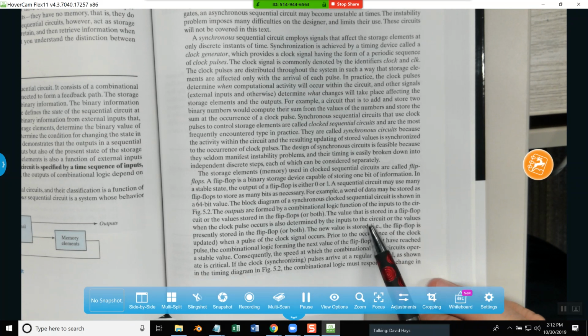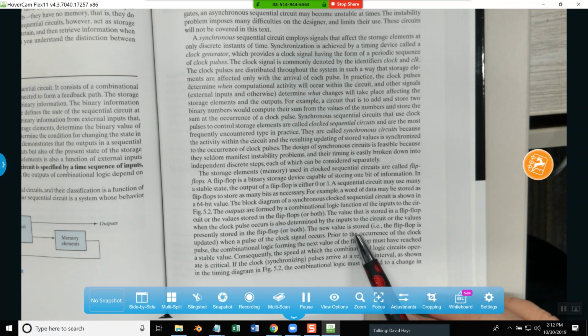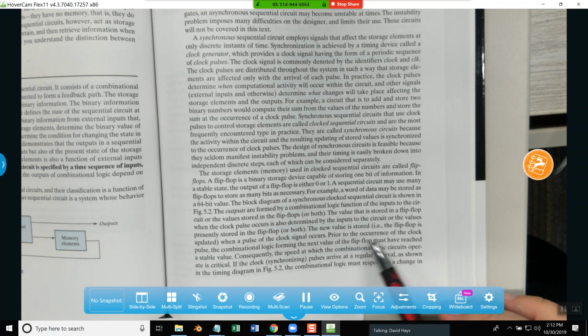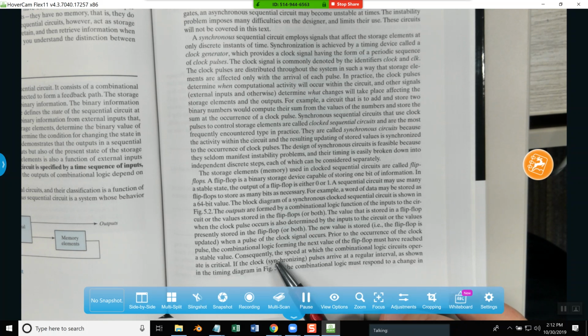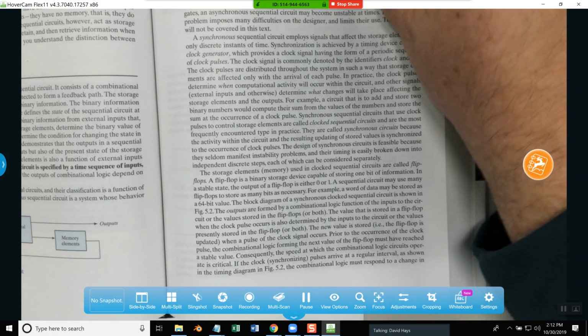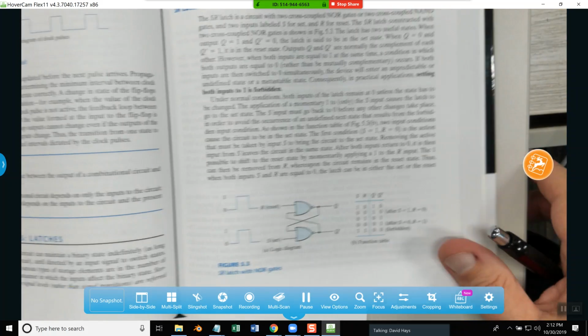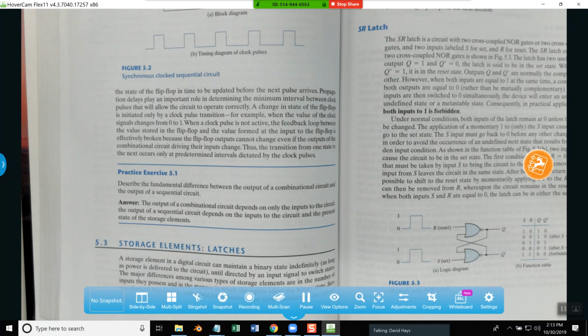A new value is stored, and the flip-flop is updated, when a pulse of the clock signal occurs. Prior to the occurrence of the clock pulse, the combinational logic forming the next value of the flip-flop must have reached a stable value. Consequently, the speed at which the combinational logic circuits operate is critical. If the clock synchronizing pulses arrive at a regular interval, as shown in the timing diagram, the combinational logic must respond to a change in the state of the flip-flop in time to be updated before the next pulse arrives. Does that make sense, on how that's all based upon timing?